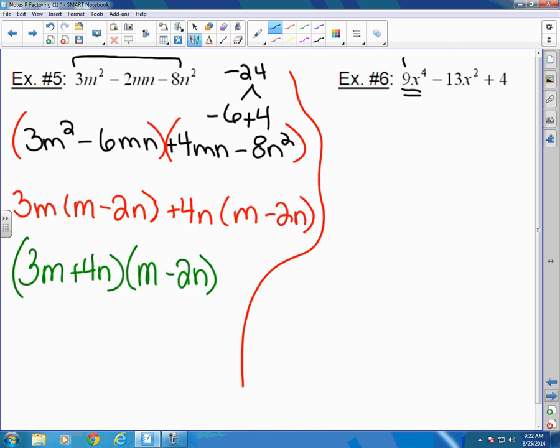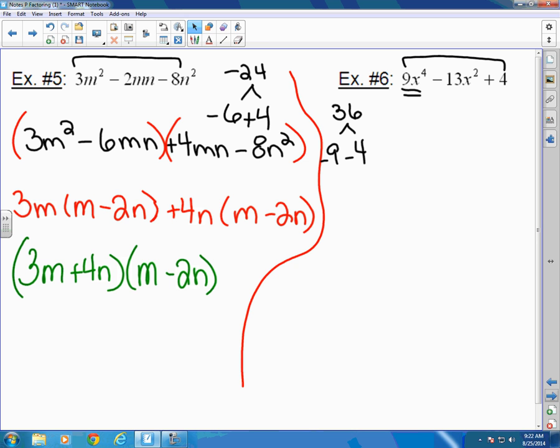So just like we did with the other ones, taking the 9 times the 4 gives me 36, and it's a positive 36. So I'm going to try and make a negative 13. Well, 9 and 4 seem to be my options to get 13, and they both have to be negative. So a negative 9 and a negative 4 make a negative 13, but multiply to be my positive 36.